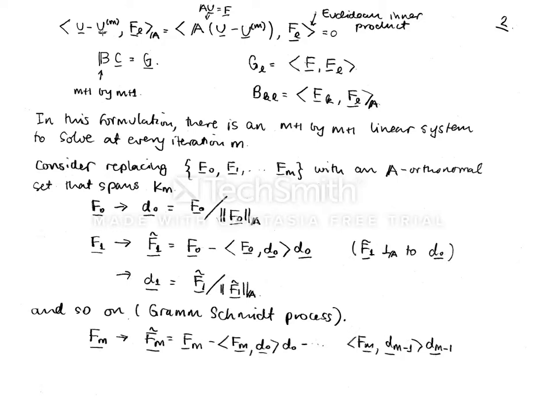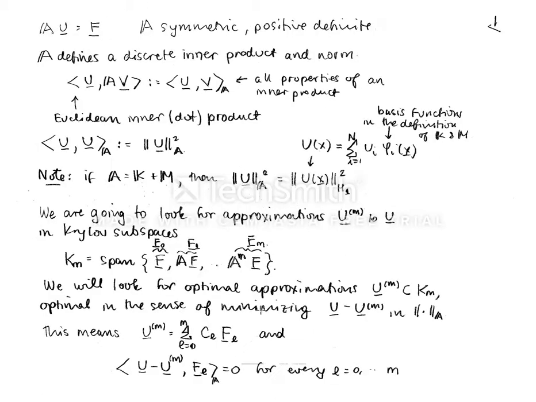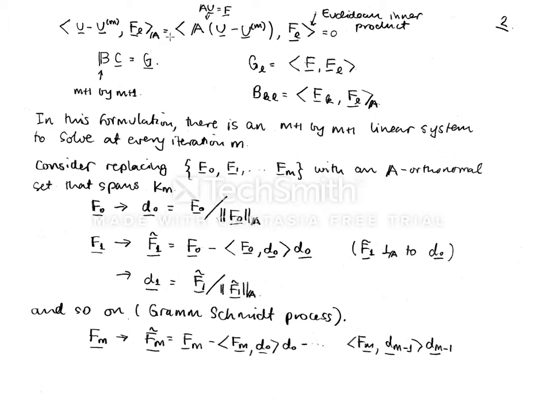Okay, so here we go. I got the same thing. I want to make the solution U, which is an element of this subspace with these coefficients, A orthogonal to all of the vectors that define the subspace.